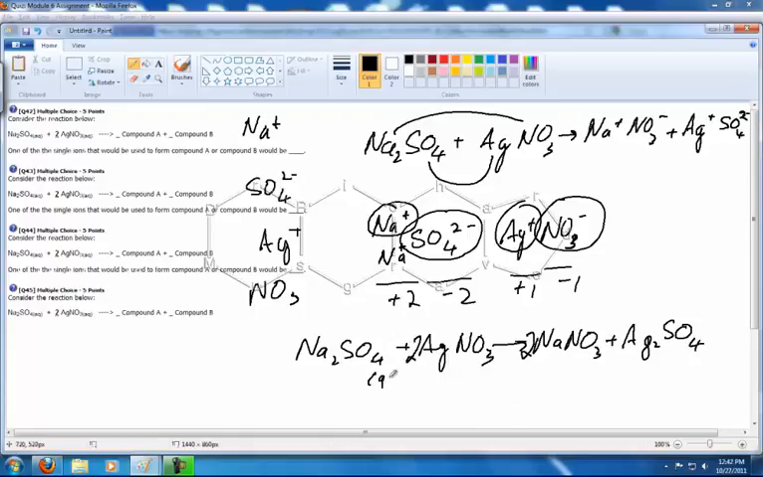Once I take a look at the solubility chart, I'll know that these guys are aqueous, and that's aqueous. And the silver sulfate, that's going to end up being the solid. Alright, so that's how we end up getting the identities of compounds A and B.